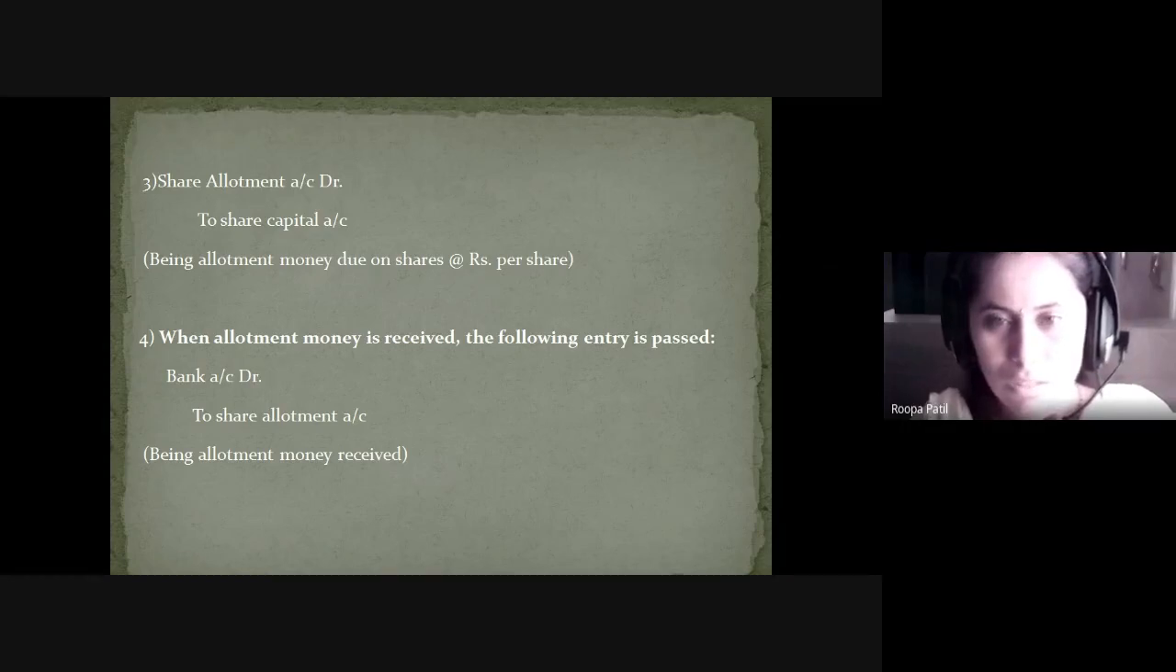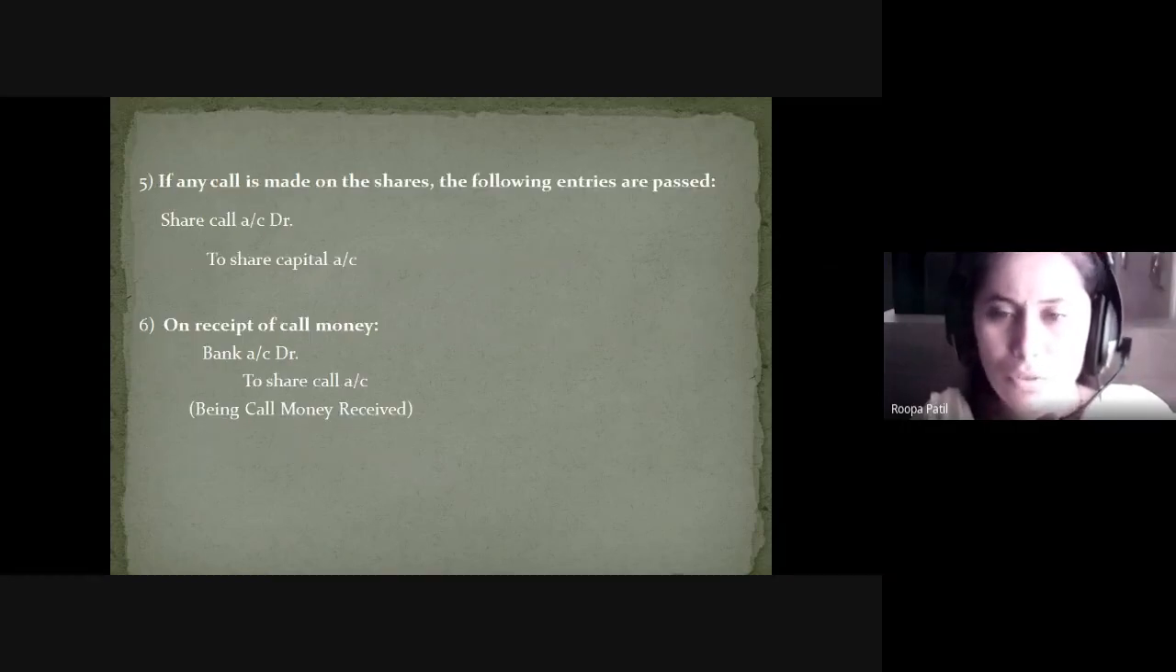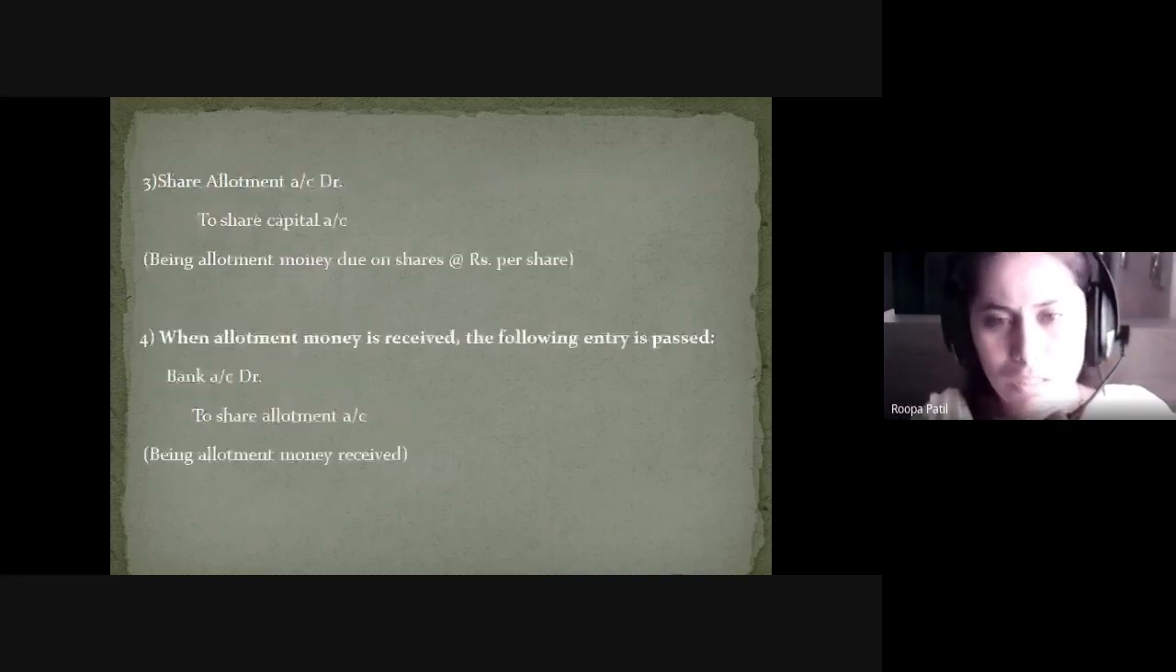Reverse. Here also the same. When you record the call money, first record the transfer entry, then record the receiving entry. Clear, students?